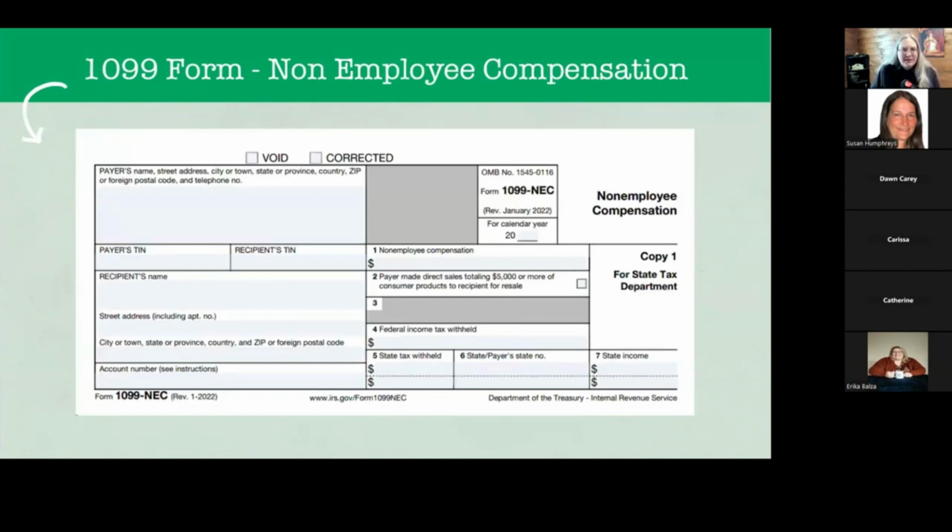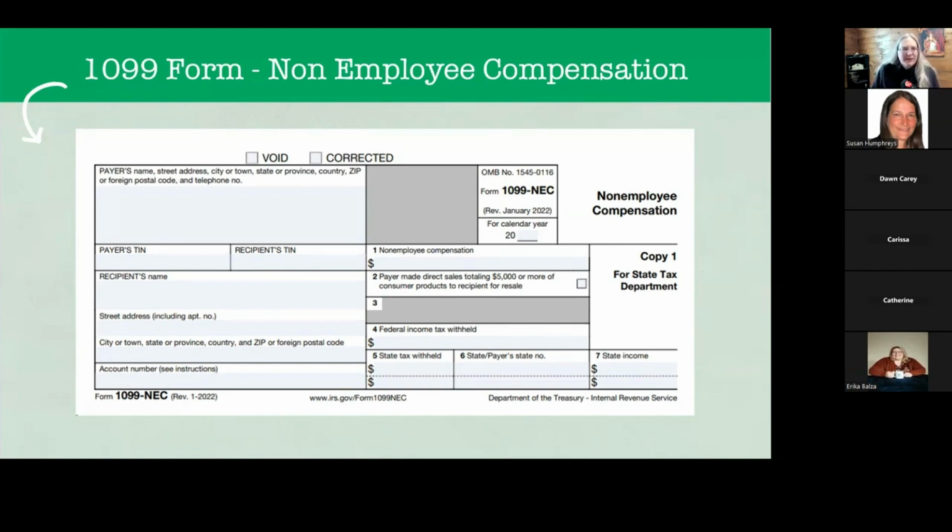And this is a continuous use form. I forgot to mention it on the 1099 miscellaneous. They leave the last 2 digits of the calendar year blank, and you can use the same form for multiple years, which is nice because if you have a whole bunch and you don't use them before, they would be garbage. And now you can just change, they're good for multiple years.